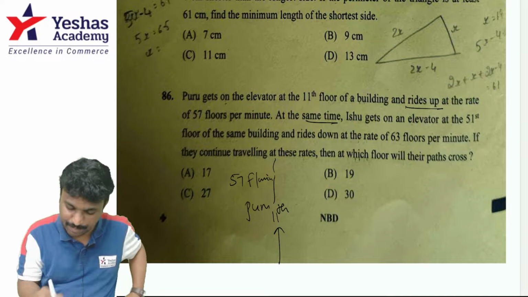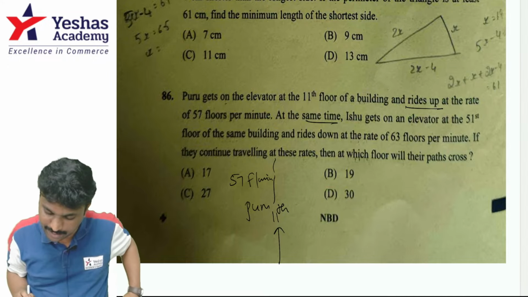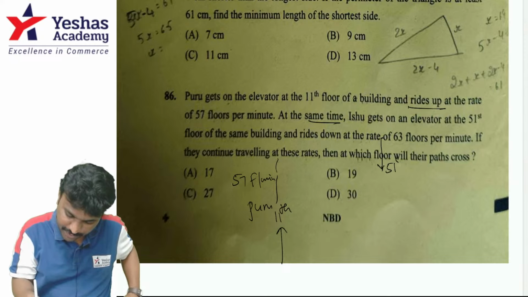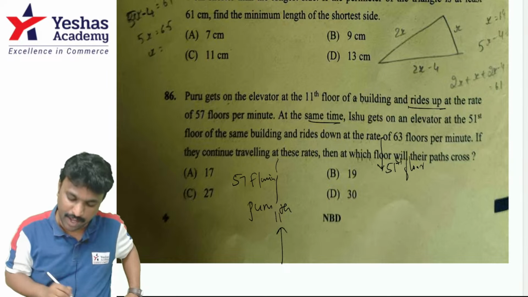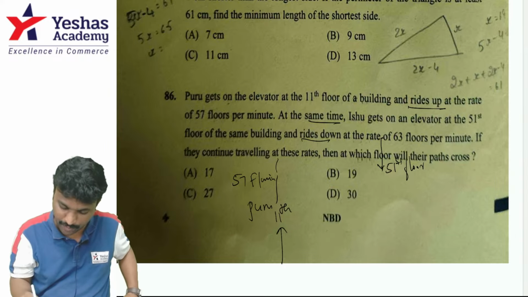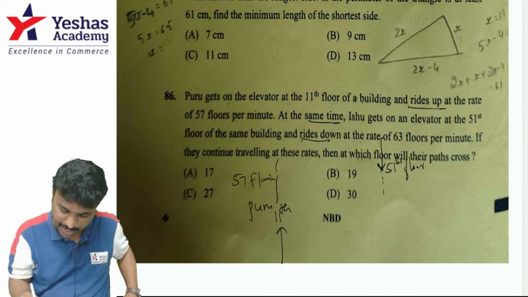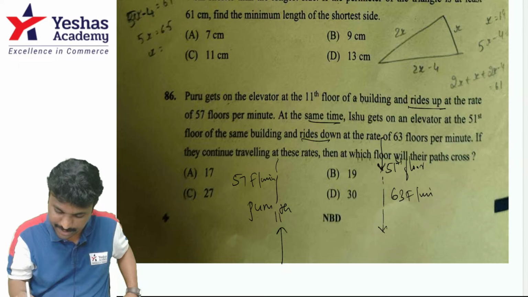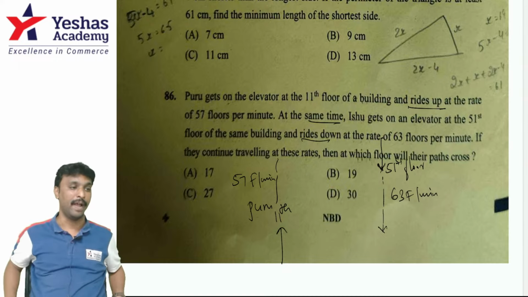At the same time, Ishu gets on the elevator at the 51st floor. He gets on the elevator somewhere here, the 51st floor. And is he going down or up? He rides down. At what rate? 63 floors per minute. All right, 53 floors per minute.